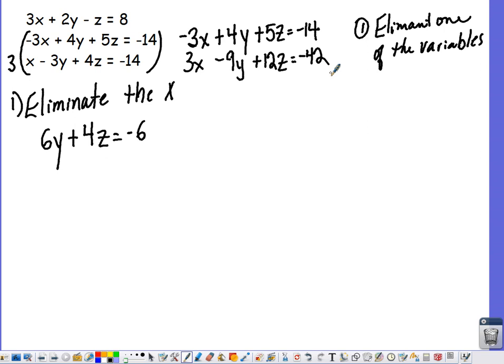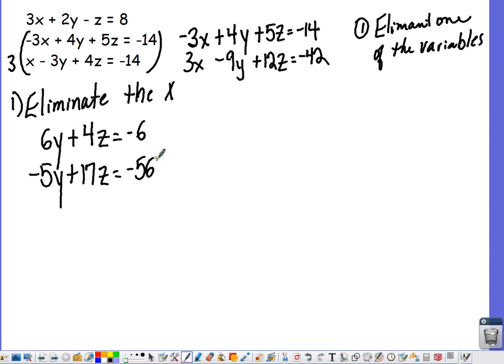Now that I have the same coefficients on the x's, I can combine those two, so it'll eliminate the x's. And once I eliminate the x's, I'll have my y and my z left over. So 4y plus negative 9y gives me a negative 5y. 5z plus 12z gives me 17z, equals a negative 42 plus negative 14, which gives me a negative 56.